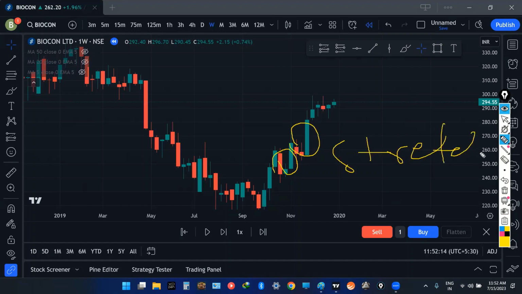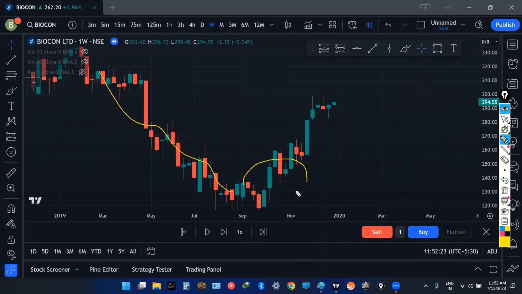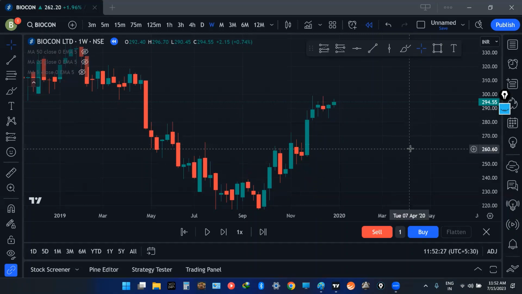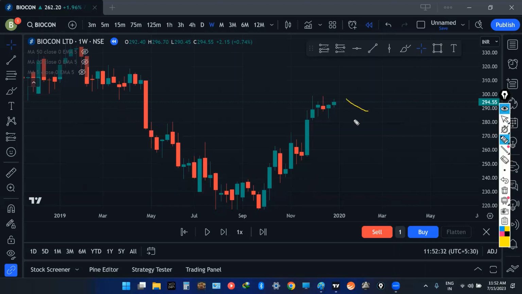We say it is stretched. Stretched means price has already gone up. We should not show interest. Instead, we should find some other stocks where this kind of a scenario is just happening. This is how traders think. So some traders might think I won't enter.